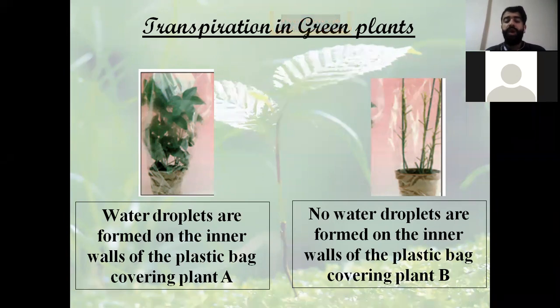Masters, can you repeat the question, please? What is the variable factor between the plants A and B? The leaves. Plant A has leaves, while plant B doesn't. So this is the variable factor. In plant A we have leaves, while in plant B we don't.